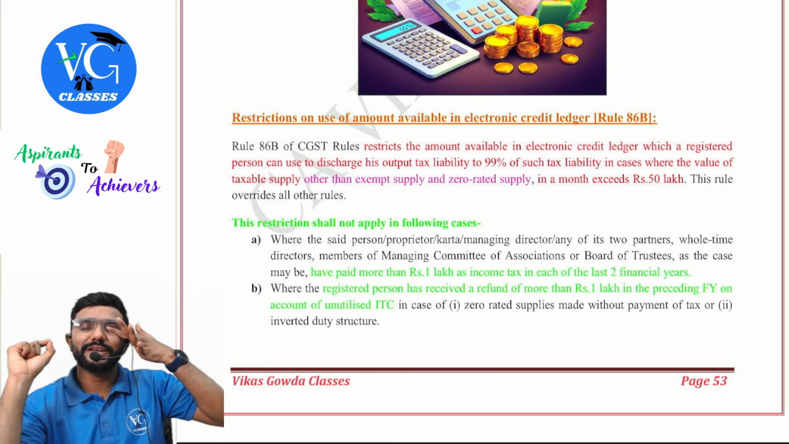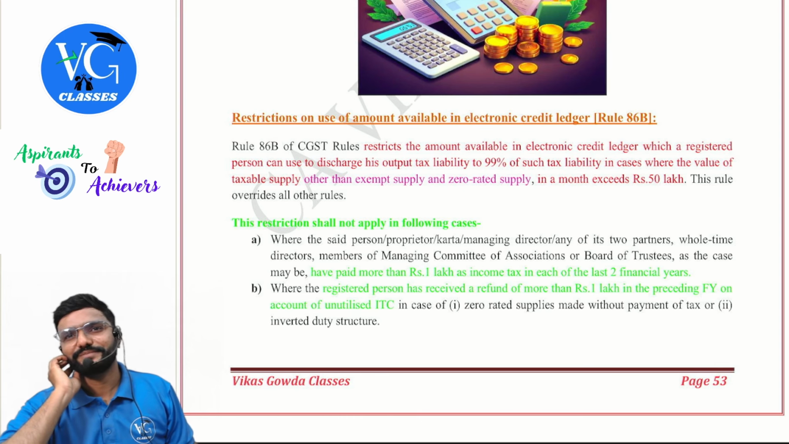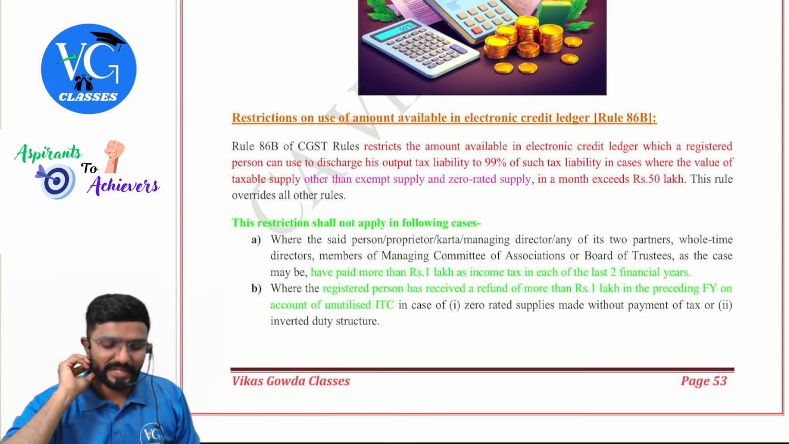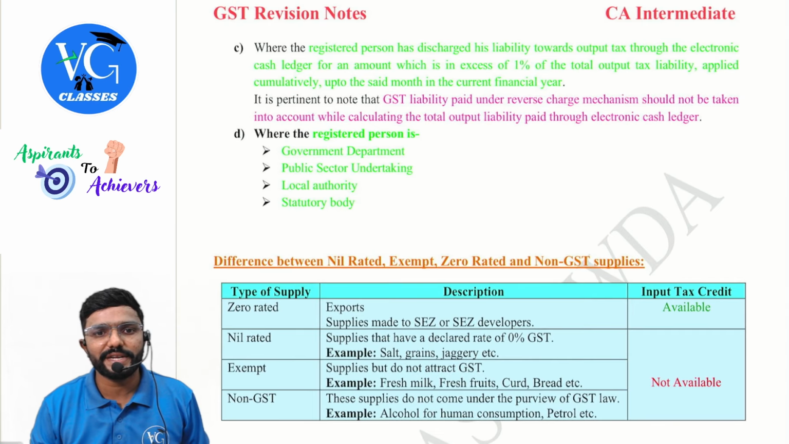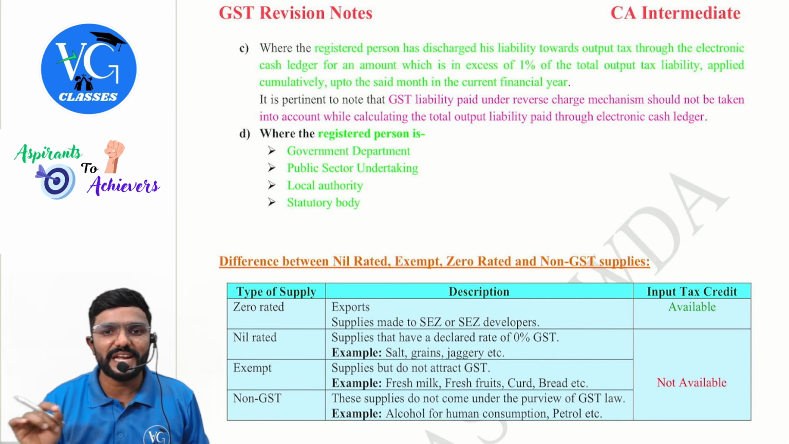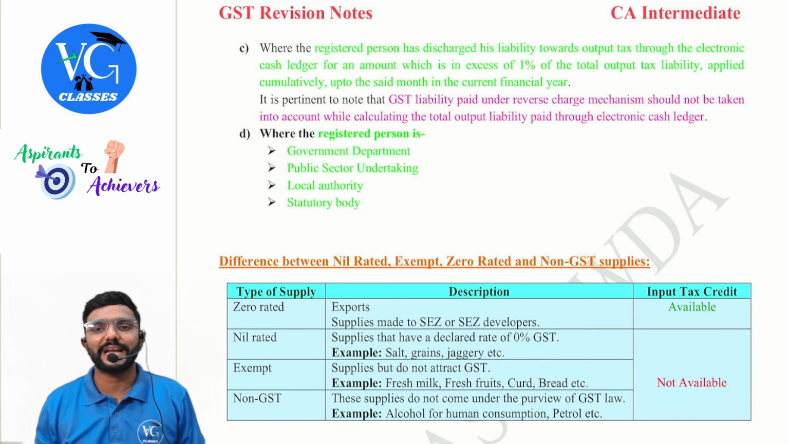And if I have claimed more than 1 lakh refund of it, for me, in the current year, it is not applicable. In any month, it is not applicable, guys. Next, where the registered person has discharged his liability towards output tax through electronic cash ledger for an amount which is in excess of 1% of output tax liability applied cumulatively up to the said month in the current financial year. Guys, it is like this.